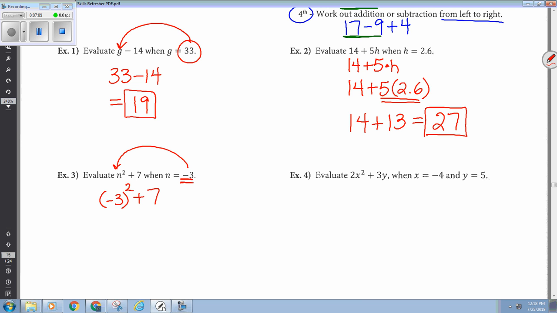Exponents. Negative 3 squared, so remember that's negative 3 times negative 3. That's positive 9. We don't have any multiplying or dividing to take care of, so we just need to do 9 plus 7, which is 16. That takes care of example 3.